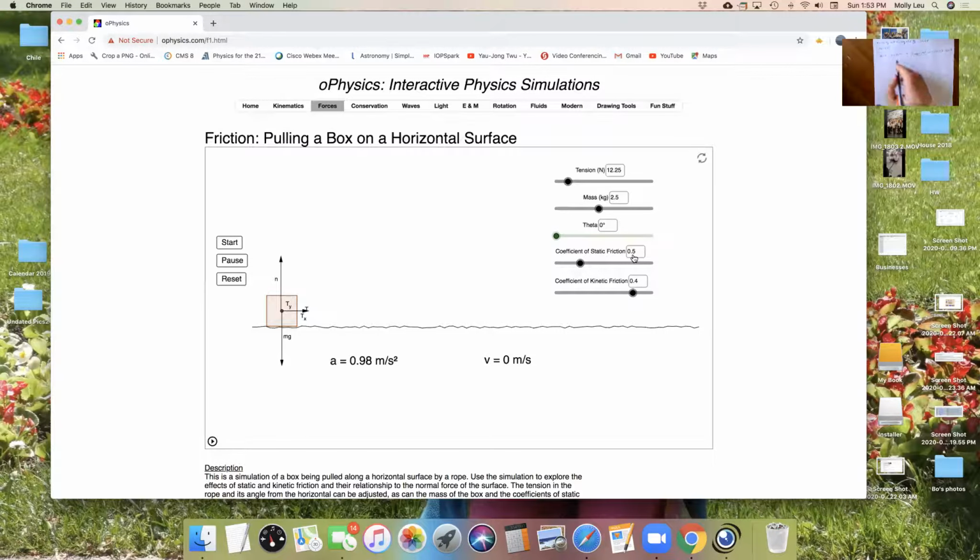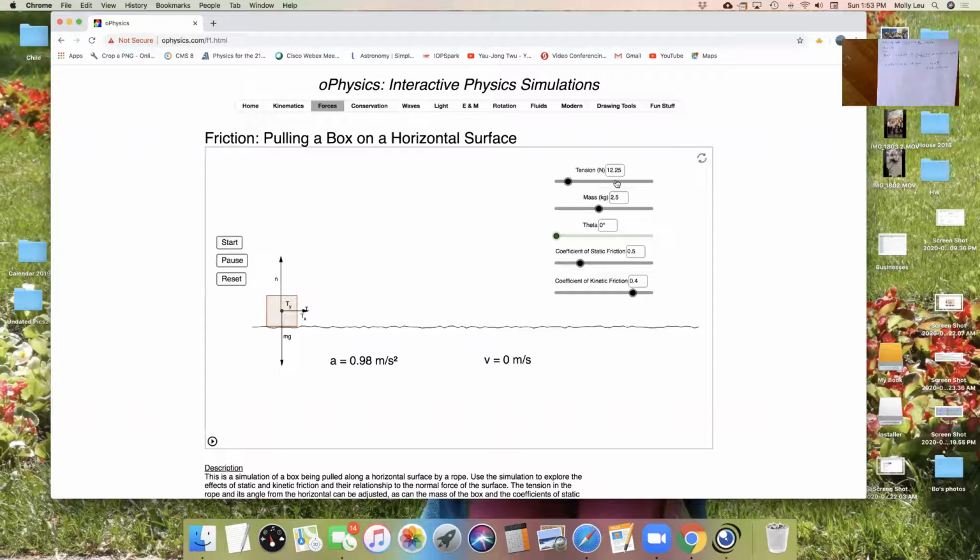So what does this mean? It means that if I apply a force between 0 and less than 12.25 newtons, the object will not move. And the static friction will be equal to the applied force. So the static friction itself will be between 0 and 12.25 newtons.